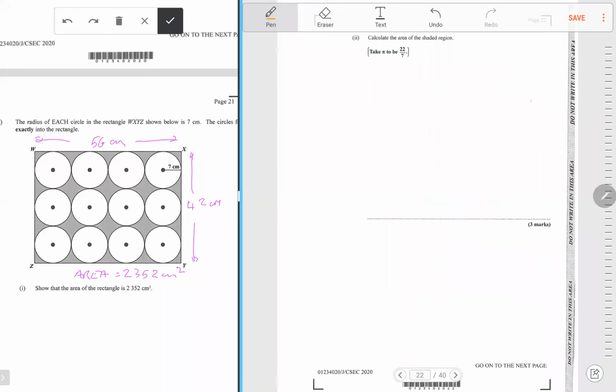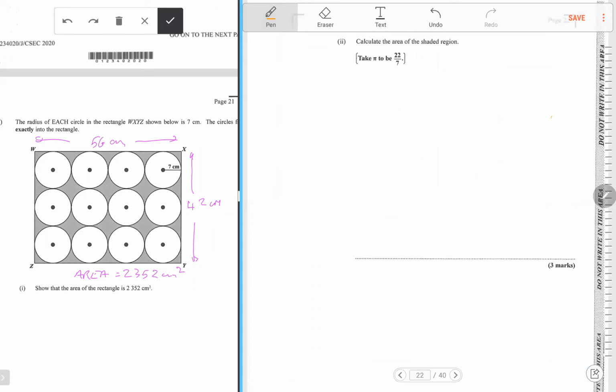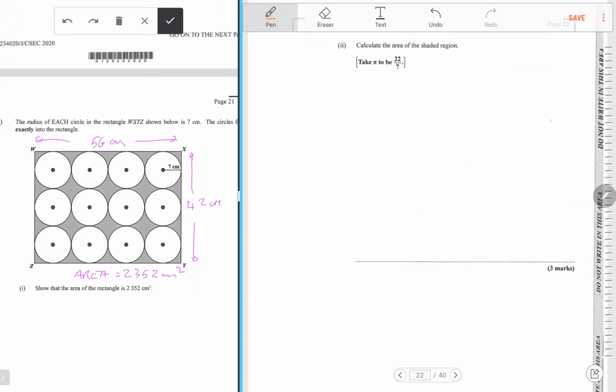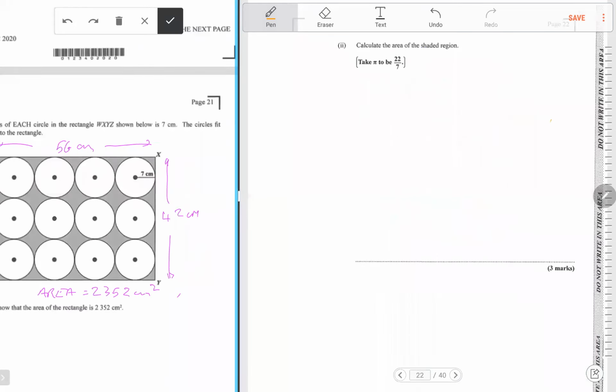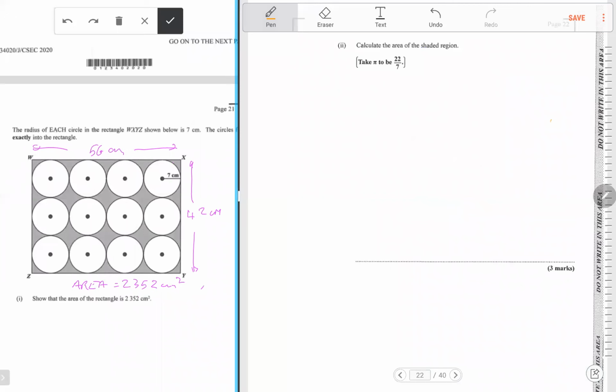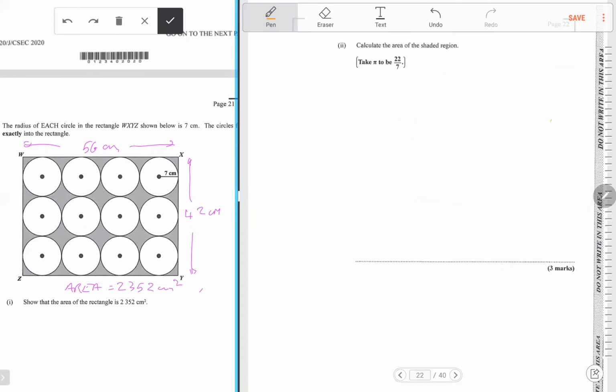The next part now says calculate the area shaded. So clearly, the area shaded is the area of the rectangle minus the area of the circles. How many circles are there? 1, 2, 3, 1, 2, 3, 12 circles. Did they say that? No, they didn't say it, but it's clearly 12 circles there. I can say that 4 by 3 is 12. So it's 12 circles.